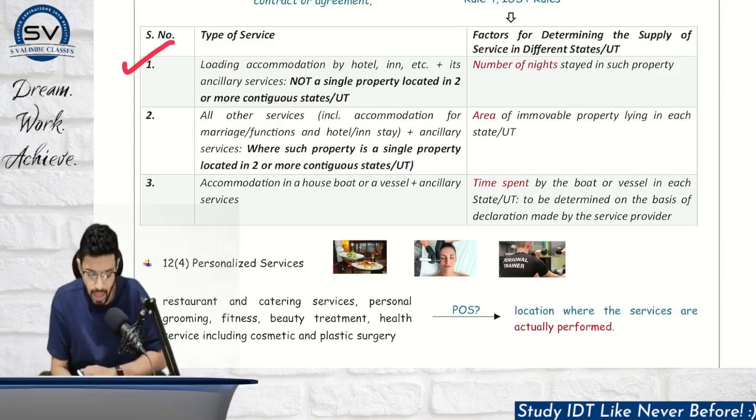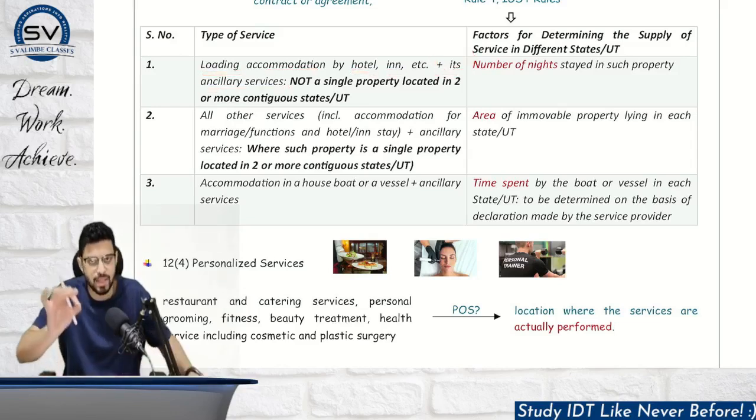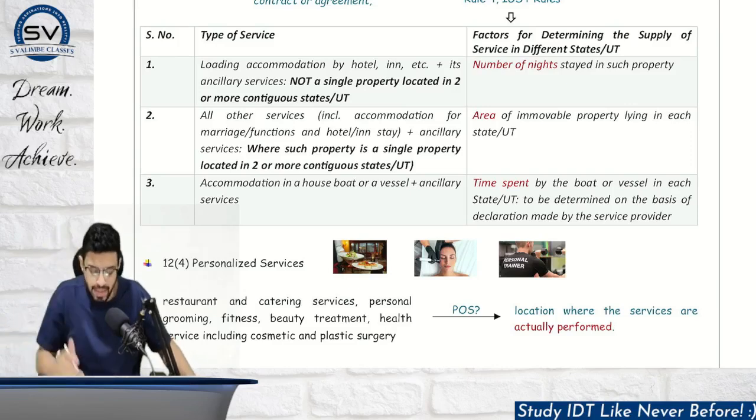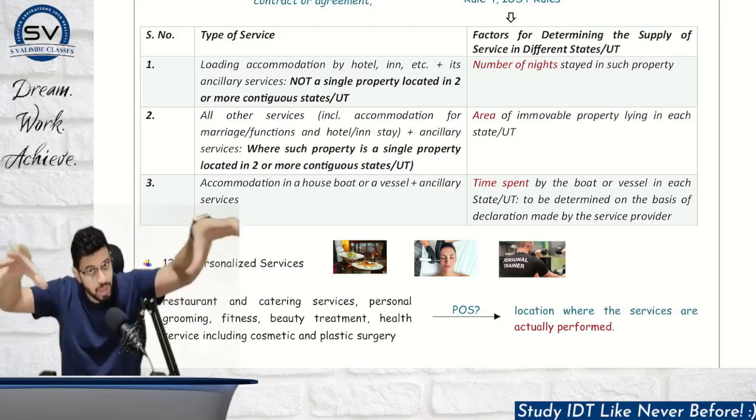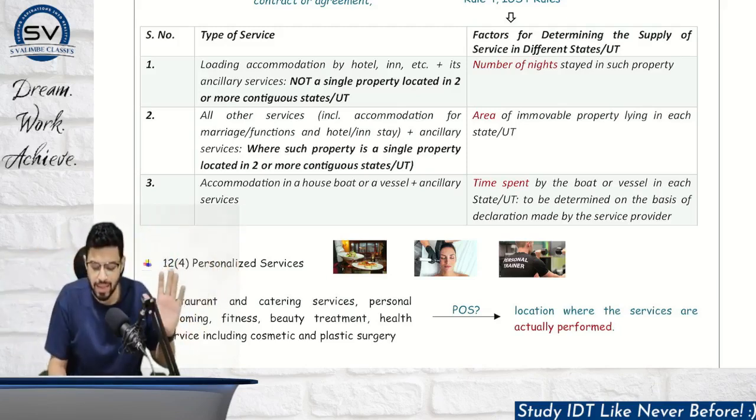Case number 1. Lodging accommodation by hotel, inn, etc., plus its ancillary services. If the case is of some kind of a hotel, inn, campsite, or guest room, and it is not a single property located in 2 or more contiguous states, basically the property is different. 2 states are involved, but individually the property is different. Then in that case, you determine and bifurcate the value as per the number of nights stayed in such property.